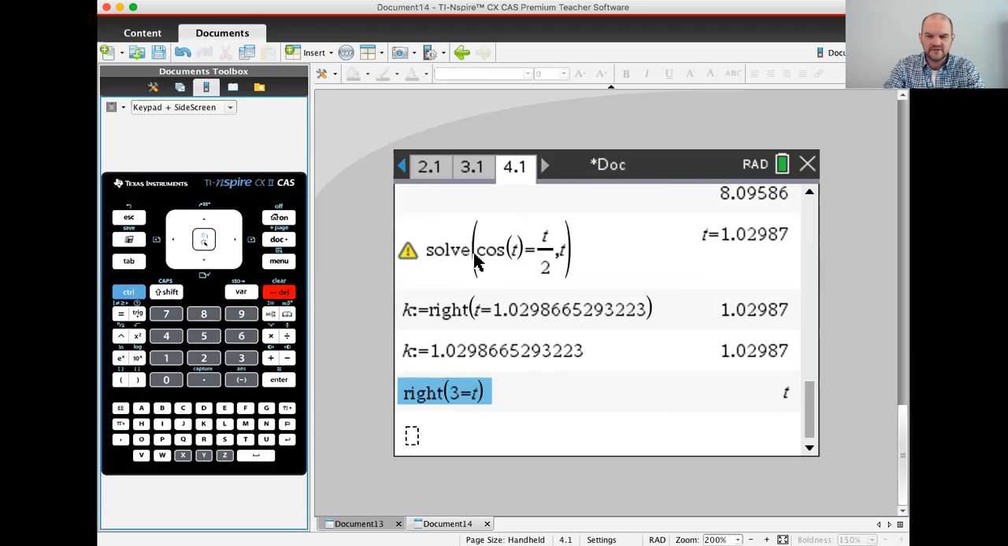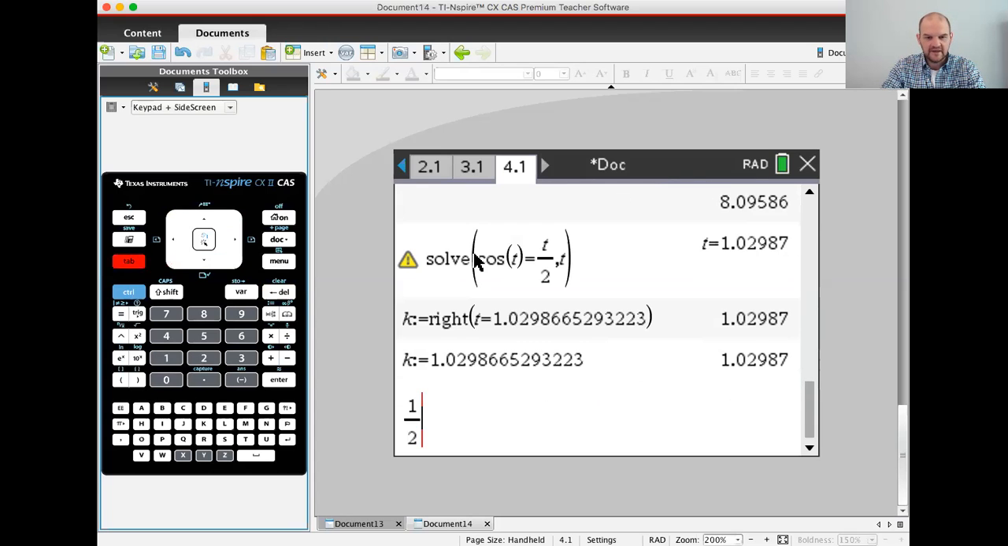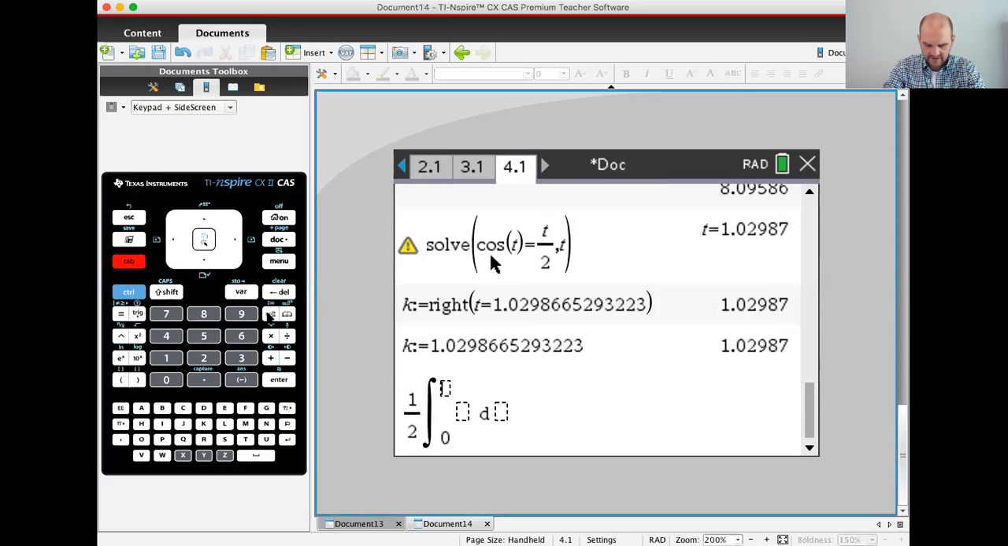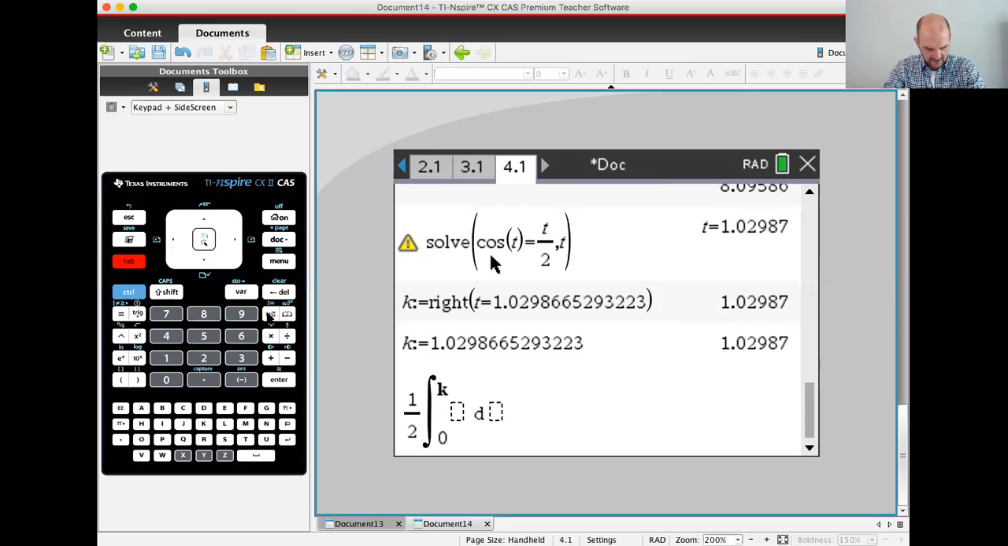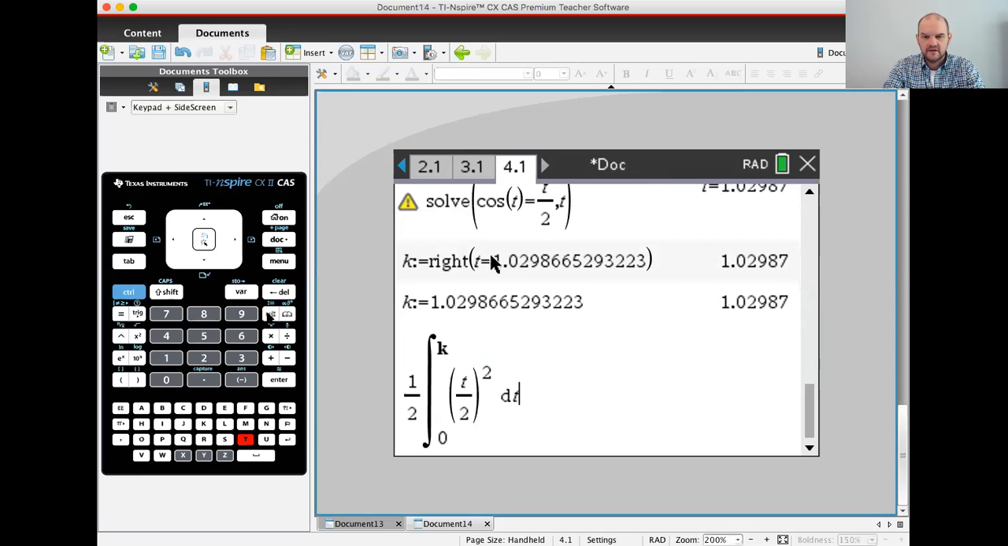So that's what I did the first time. And I shouldn't have bothered because then I had to explain all that. All right, 1/2 integral. Can't forget the 1/2. That's the killer. T over 2, then we're squaring it, dt plus 1/2 integral from k to pi over 2 of cosine of t squared dt.